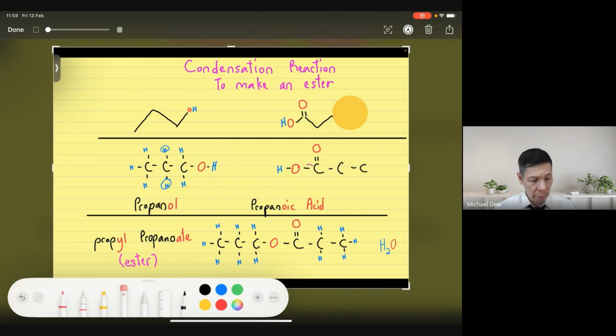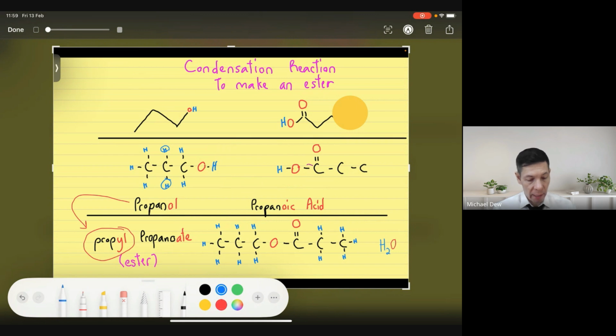Now, if we take a look at how to name this ester, the alcohol is going to be used in the naming portion first. So here we have propyl. Propyl comes from the alcohol naming, so we can see propanol. Propanol was used, so we use propyl. Keep the same PROP, meaning 3 carbons, but instead of OL, it's replaced with YL. So that means it's no longer an alcohol. It's an alcohol that's lost a hydrogen atom.